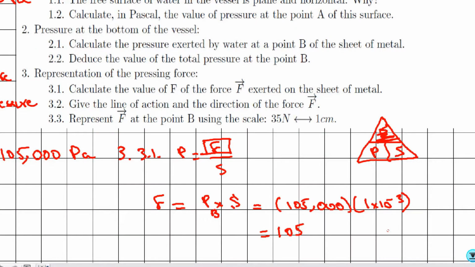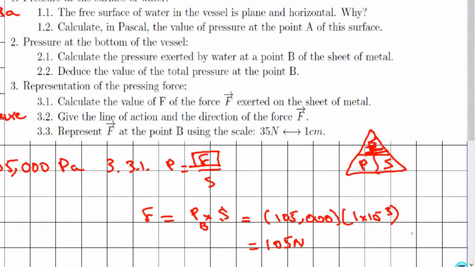So what does F represent? Here F represents the value of F, which means the magnitude, because we know that the force vector F has 4 properties: the point of application, line of action, direction, and the magnitude. But whenever we drop down the vector, we are talking about the magnitude. Now since both P and S are expressed in the SI, the value of F will be in the SI, which is in newtons.